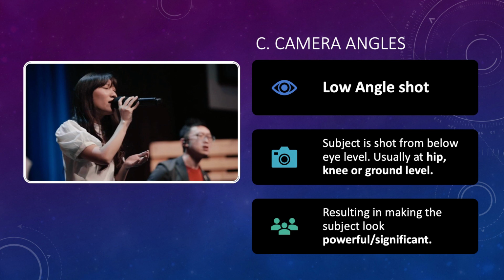Now, shooting from a lower angle, let's say from hip level, knee level, or ground level, is shooting upwards. This will make the subject look more powerful, more dominant, more significant. And with some of the shots when we shoot the worship team, we want to go lower so that they feel there's this presence of them on stage leading the congregation as well. So you can consider a lower angle to have a variety of it for the leaders who are speaking.